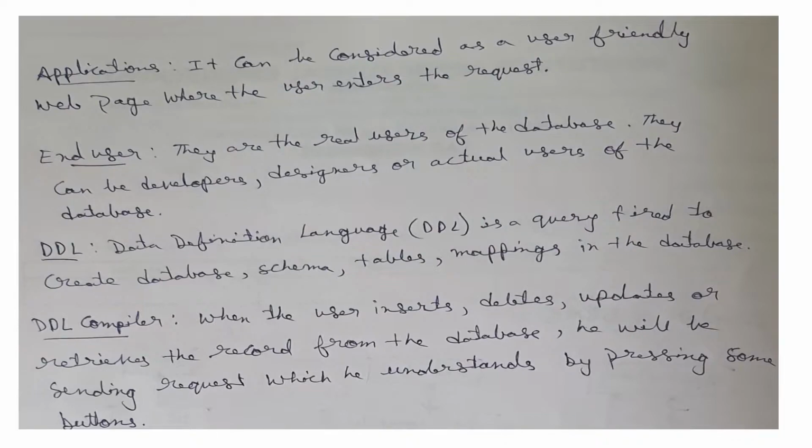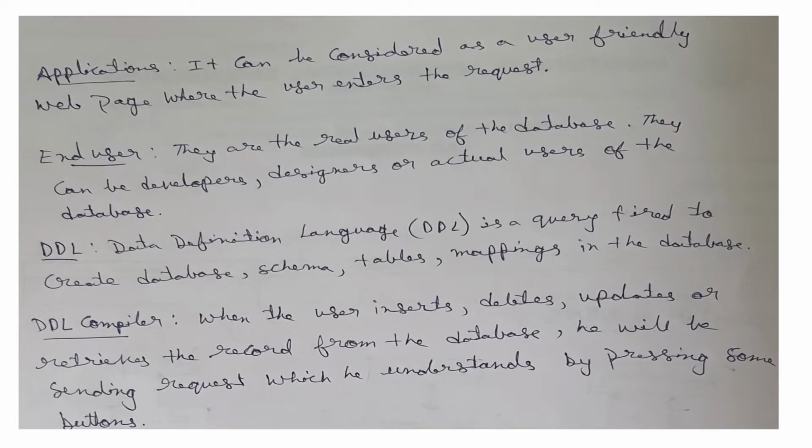Coming to DDL. DDL stands for Data Definition Language. DDL is a query fired to create a database schema, tables, and mappings in the database. It is called DDL.